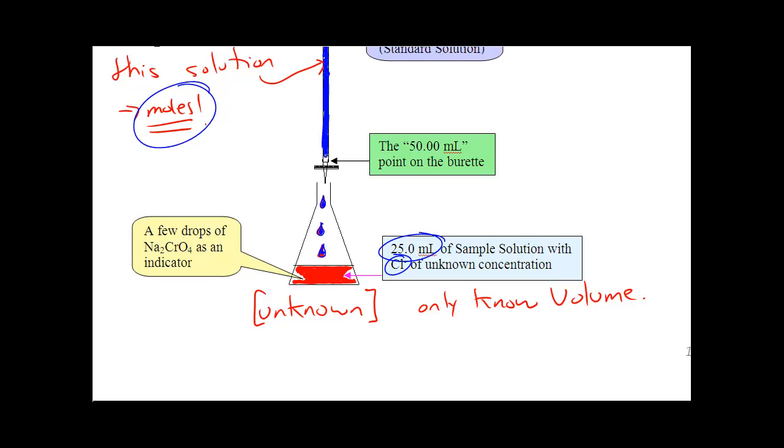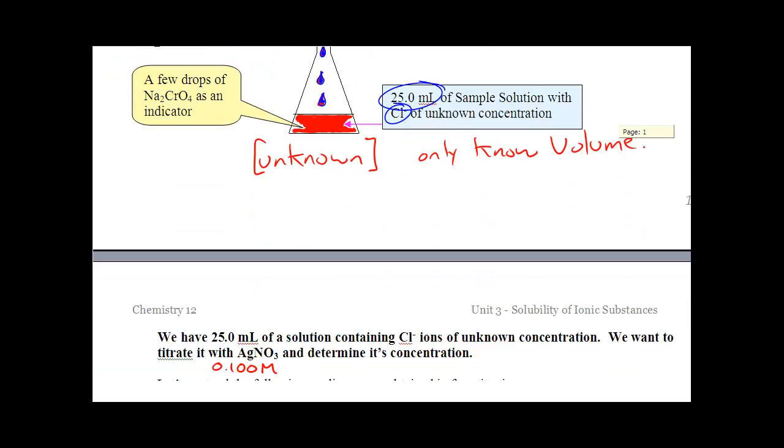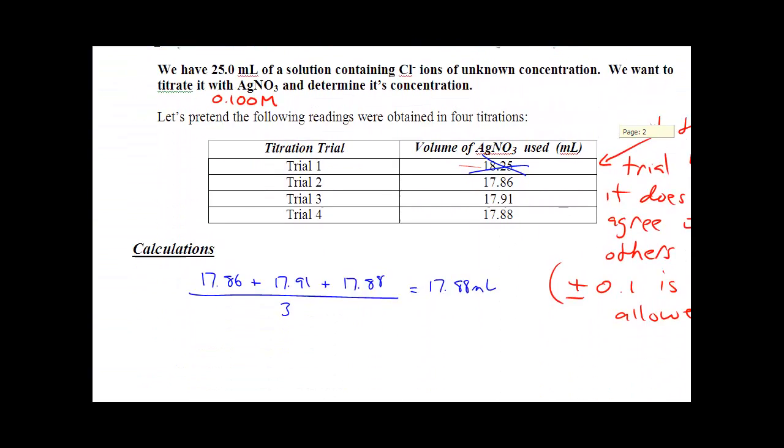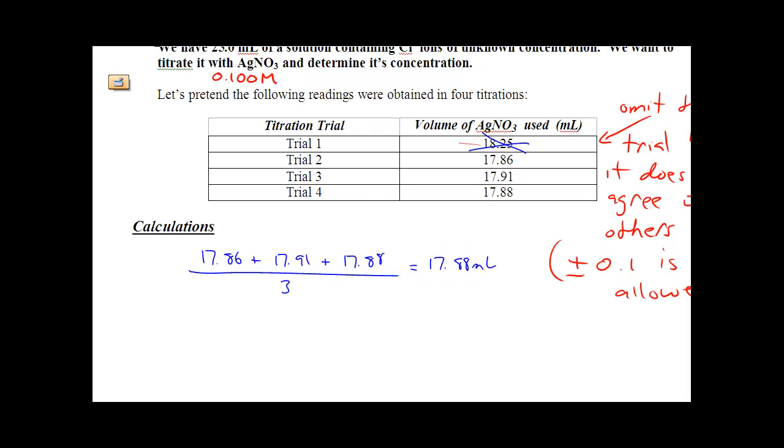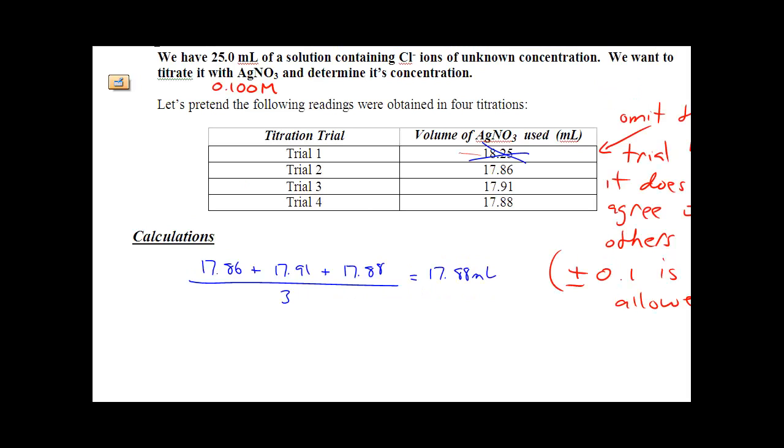When the slightest color of orange forms, you're done, and you're going to record that volume, and you're going to do it 3 or 4 or 5 times. We're going to figure out the actual concentration of chlorine in my neighbor's pool. So let's do an example here. Let's pretend we've done the titration. We're using 0.1 molar AgNO3, pretty similar to your lab tomorrow. I'm going to do the titration 4 times, and those are the volumes that I got.